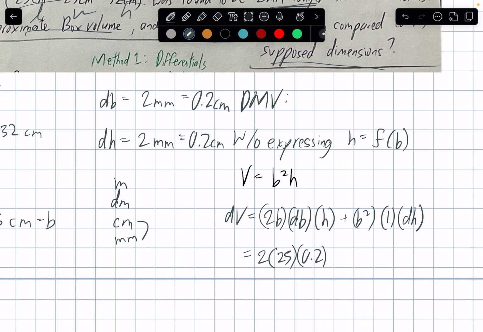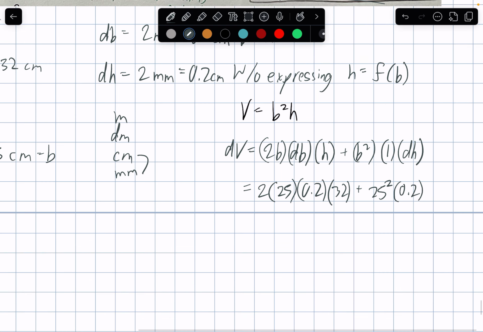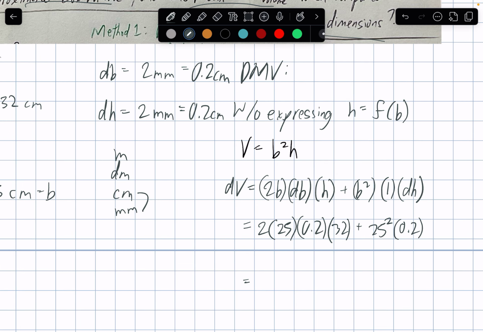dB is 0.2. Height is 32, plus B squared times dH is 0.2. So essentially, all of these values will, hang on. Okay, we're good so far. We can simplify. Let's try to turn 0.2 into 1 over 5. 25 times 25 times 1 over 5.